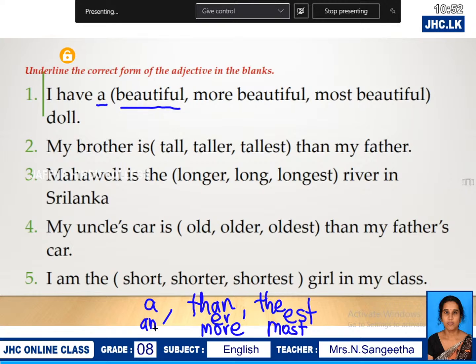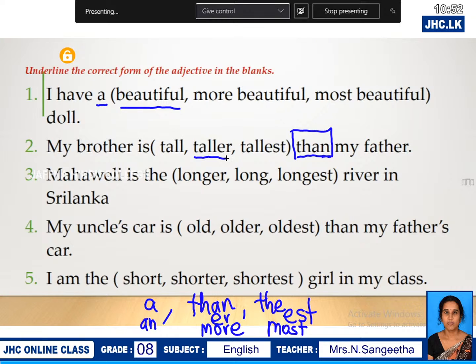My brother is dash than my father. Here we are comparing brother and father. Two people are being compared here. So we used than here. When comparing two people, we use than. So for the comparative form, we use er. So my brother is taller than my father.